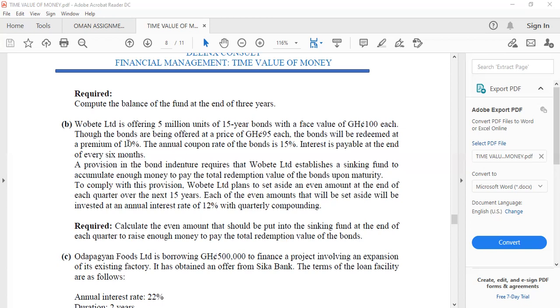So the money that we have to pay the people at the end of the 15 years is 550 million. So we want to make a provision now. We want to be investing an amount into a sinking fund so that at the end of the 15 years, we are going to pay the people 550. So in this case, the 550 is a future value, isn't it? The 550 is a future value. That is the amount that you'll be paying the people at the maturity of the bond, which is 10% above the actual value.